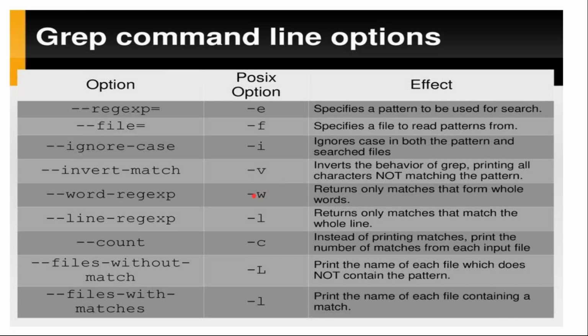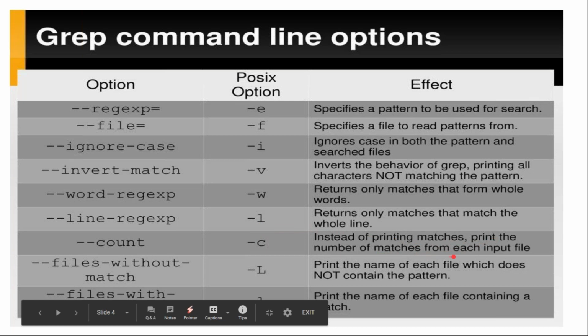Similarly, W is if you want to search for a whole word, exactly one word. Similarly, X is to search for a whole line. Similarly, instead of printing matches, print the number of matches with the count option. How many words are there according to the pattern? So count the number of matches.